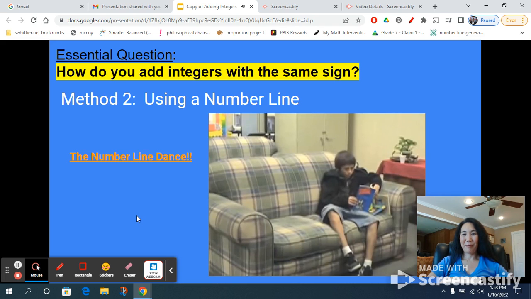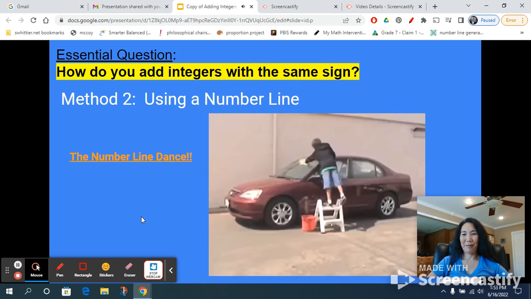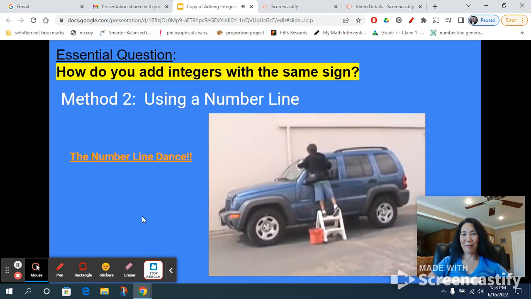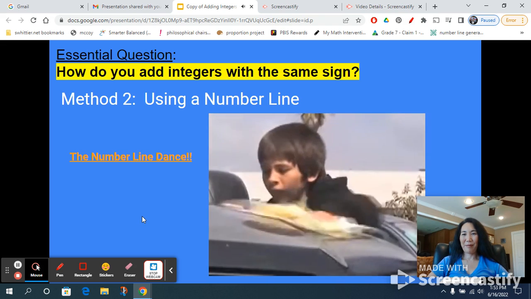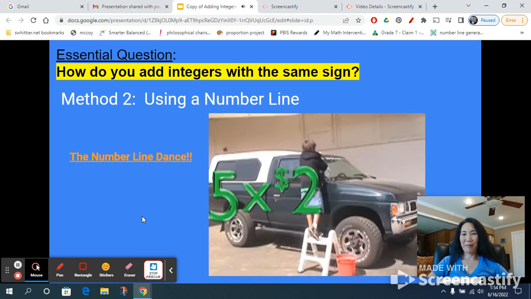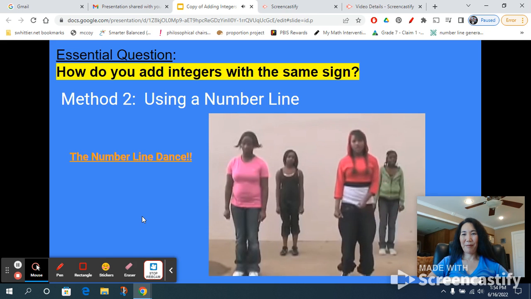And the very next day, wouldn't you know, my amigo came over and said, let's go. But instead of spending money, I went to my new job and washed 5 cars for my new boss, Bob. 5 cars at $2, I was positive 10. Yeah, the number line dance, I was at it again.